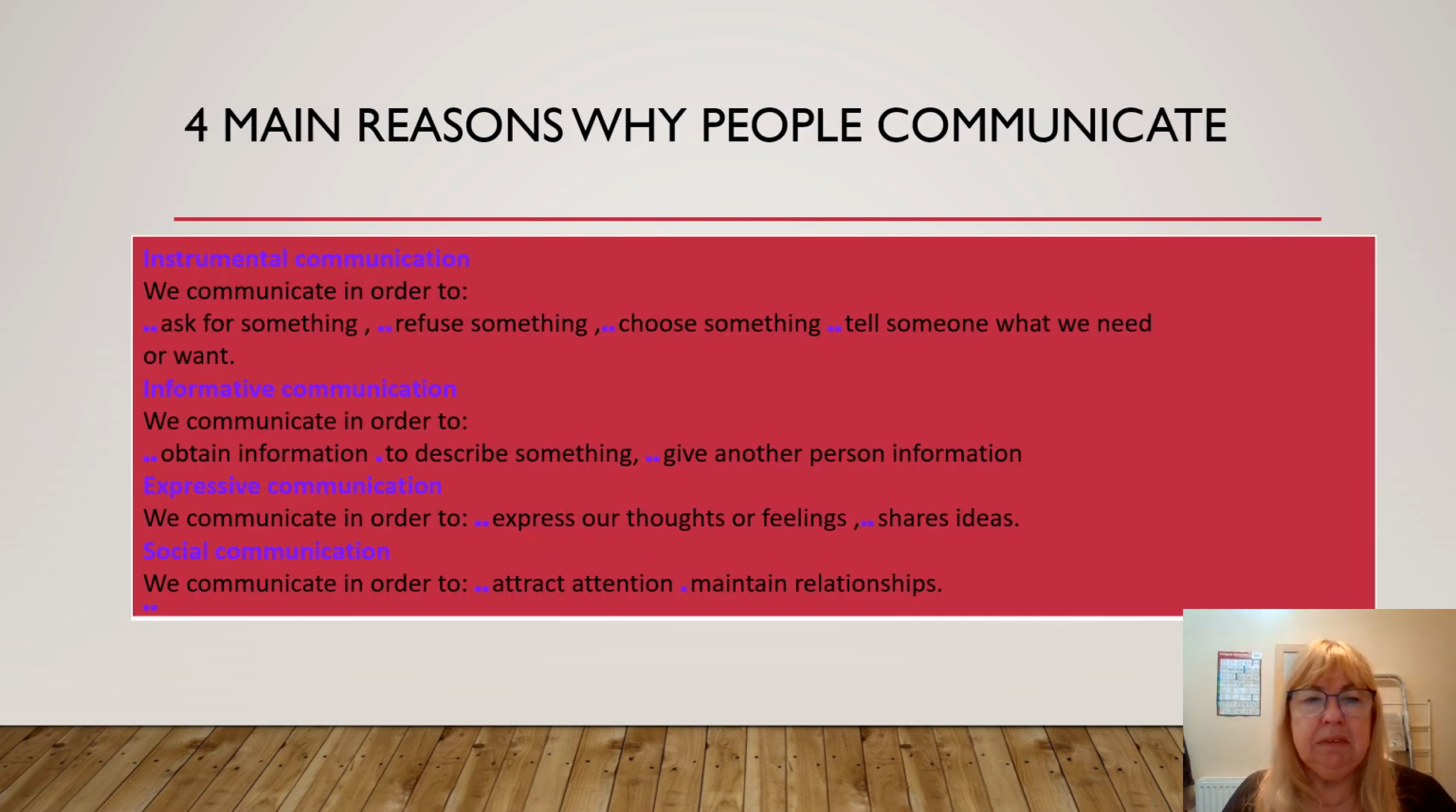Okay. There are 4, as I said, 4 reasons. One is instrumental, one is informative, one is expressive, and one is social. Okay. 4 different types of communication, really. Instrumental, we communicate in order to actually ask for something, to get something, to tell someone what we need. I need a drink. I want my dinner, that sort of thing. I want some help getting up. And also to refuse something. No, I don't like chocolate cake, thank you. Okay, really important to inform people of your likes and dislikes.